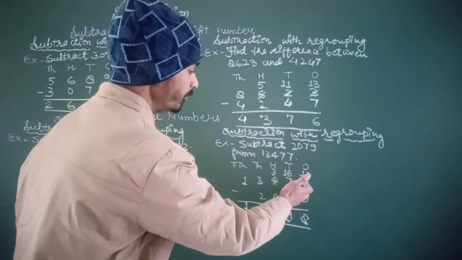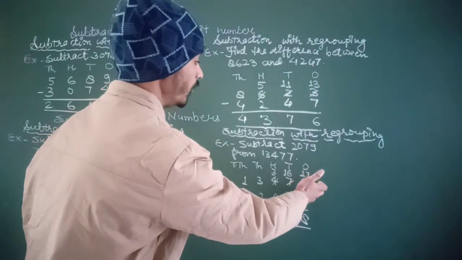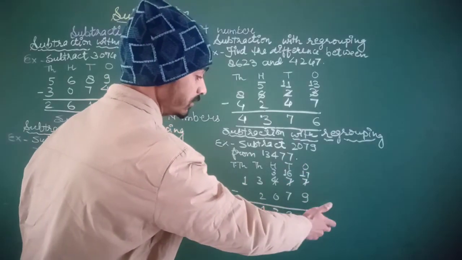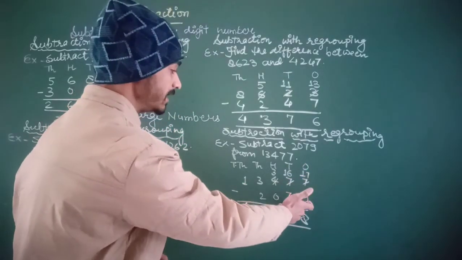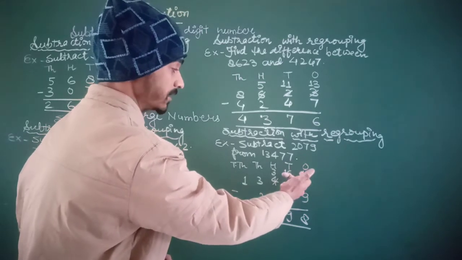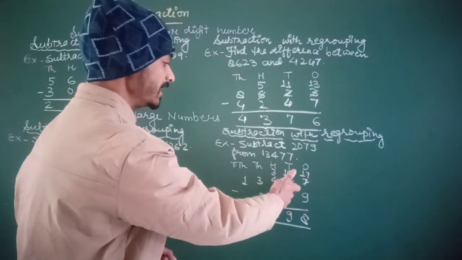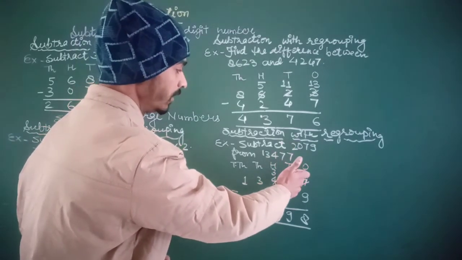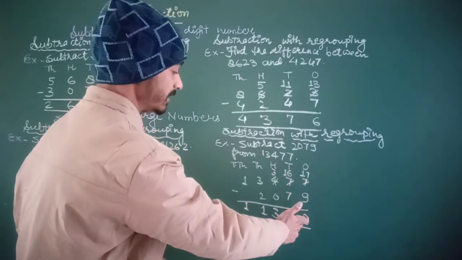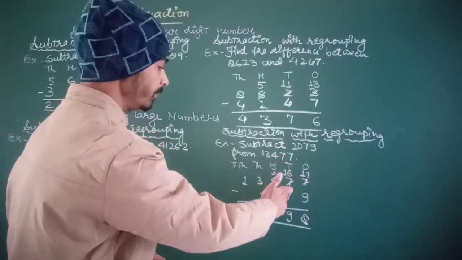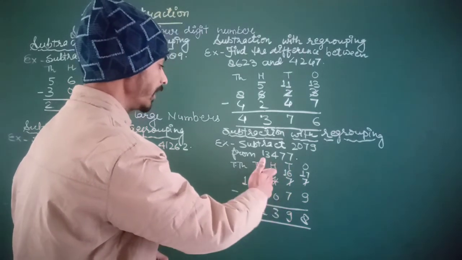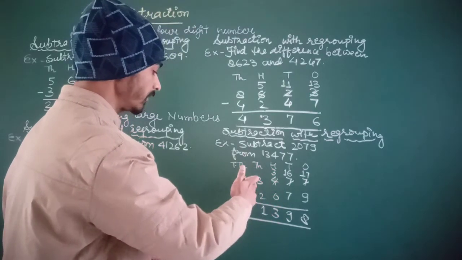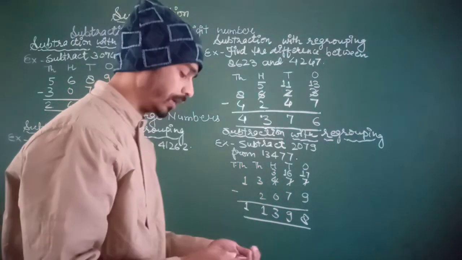7 ones. So regroup 7 tens 7 ones into 6 tens 17 ones. And now 17 ones minus 9 ones, that is 8 ones. And here 7 tens cannot be subtracted from 6 tens. So regroup 4 hundreds 6 tens into 3 hundreds 16 tens. And now 16 tens minus 7 tens, that is 9 tens. And here 300 minus 000, that is 300. And 3000 minus 2000, that is 1000. And 10,000 minus 10,000, that is 0.